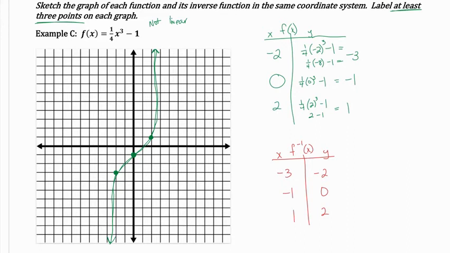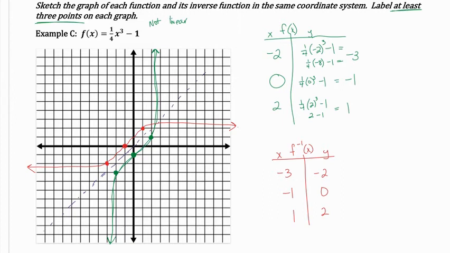So now if I plot those points, -3, -2, and -1, 0, and then 1, 2. Right? And this one is going to go this direction. Okay, so you end up with that inverse function. And remember, you can kind of tell because you get this axis here, this symmetrical thing that kind of goes through the middle. It helps you see it. But that's our inverse function on that one.